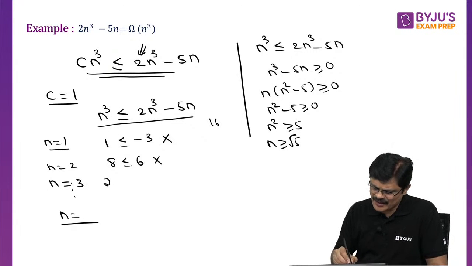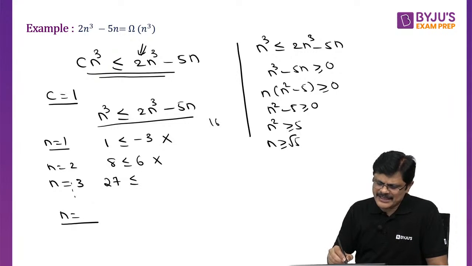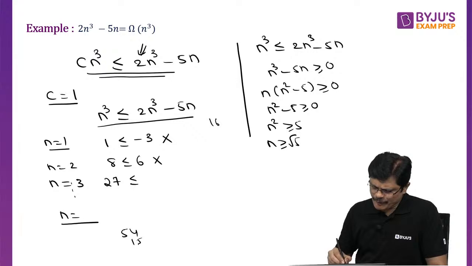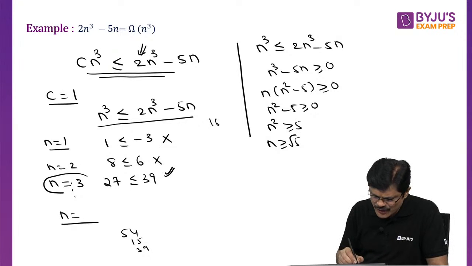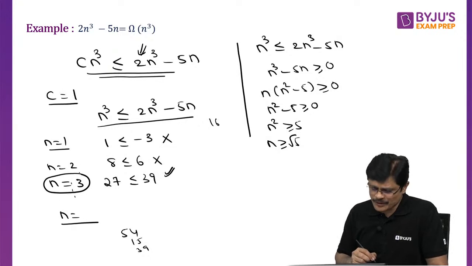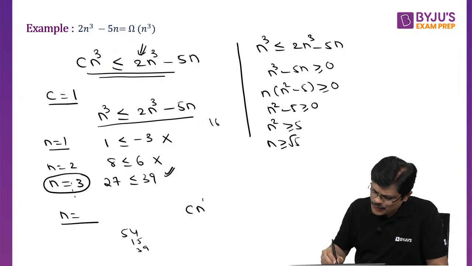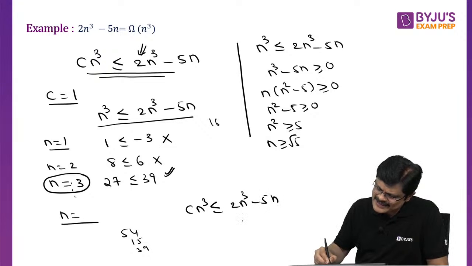3 cube means 27. 27 twos are 54, minus 15 means 39. 27 is less than or equal to 39, which is satisfied. So actually you can take n naught is equal to 3. That is, this particular condition, C n cube is less than or equal to 2n cube minus 5n, is satisfied for all n greater than or equal to 3.